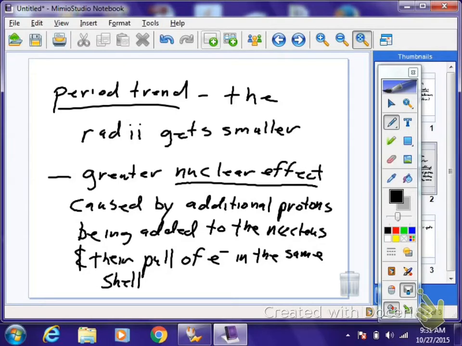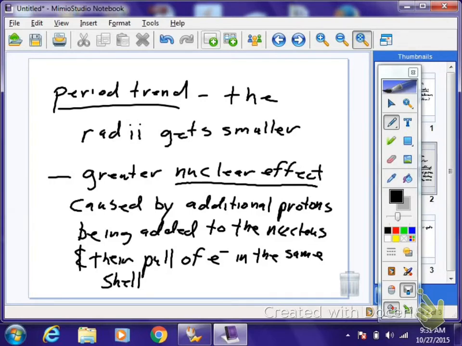You would weigh more at Death Valley than you would at Mount Everest. The reason? Because you're closer to the center of the earth. When you're closer to the center of the earth, there's more pull. If you're farther away, there's less pull, less attraction. But the reason for that is because you're adding more protons to the nucleus, which in effect has a greater pull on those electrons in that same shell. The key is the same shell.